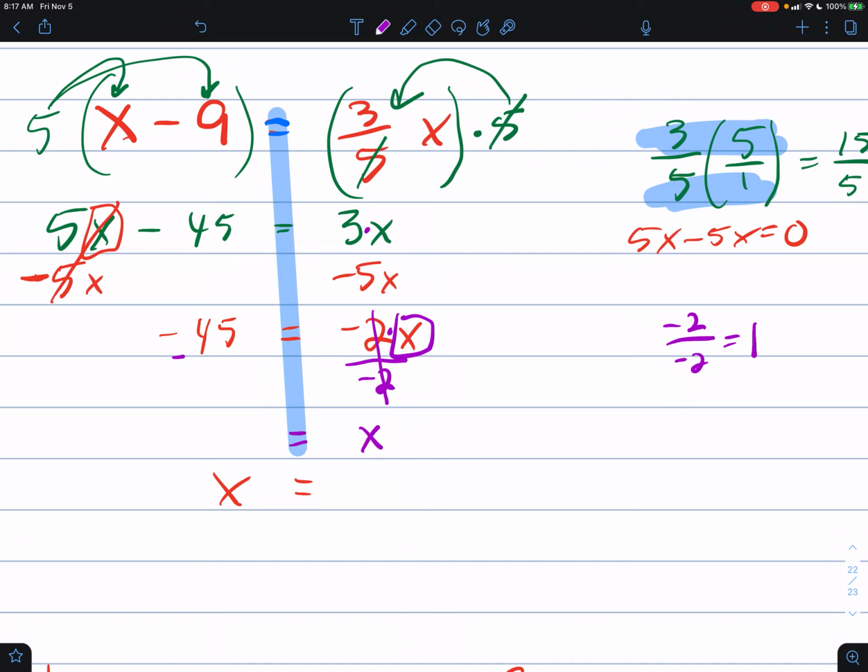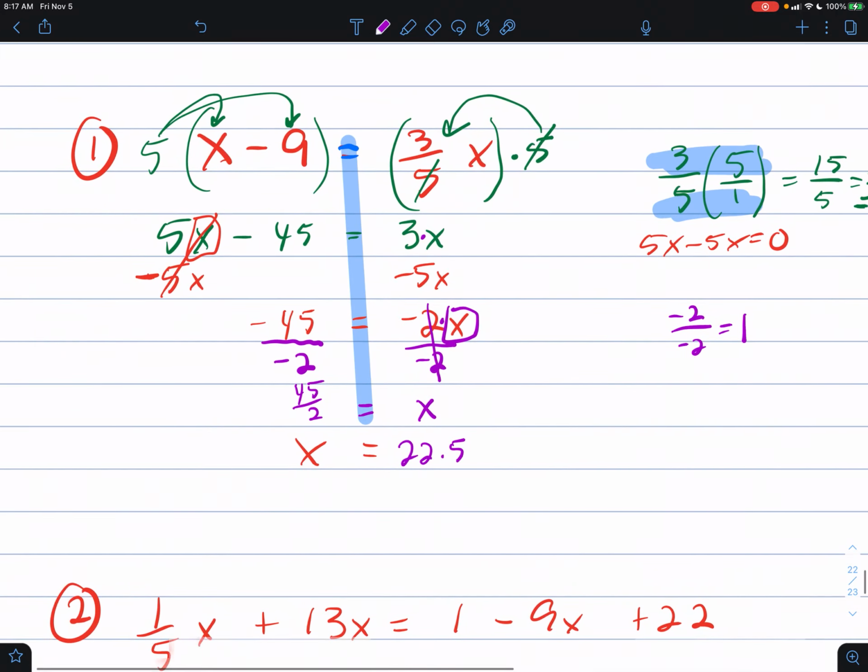But again, what I do to one side, I have to do to the other to keep it balanced. And we end up with, if you put this in your calculator, we could leave it as 45 over 2, or it turns into 22.5 when you put it in your calculator.